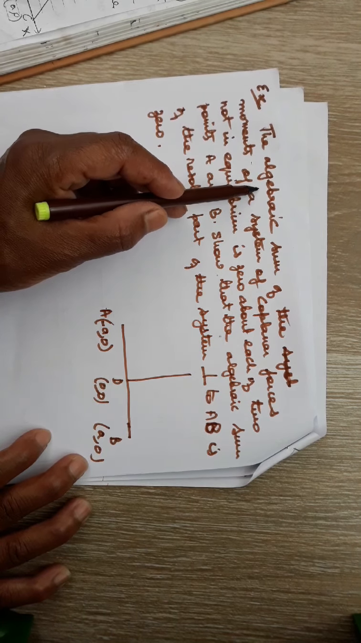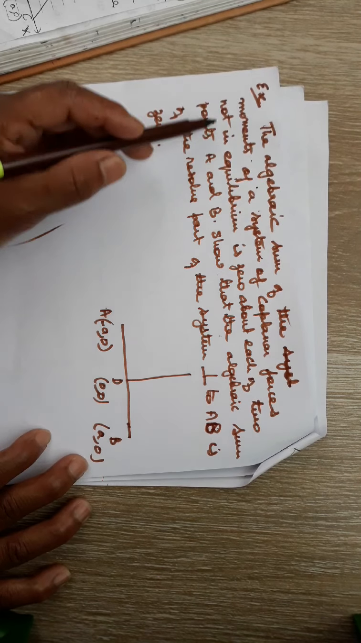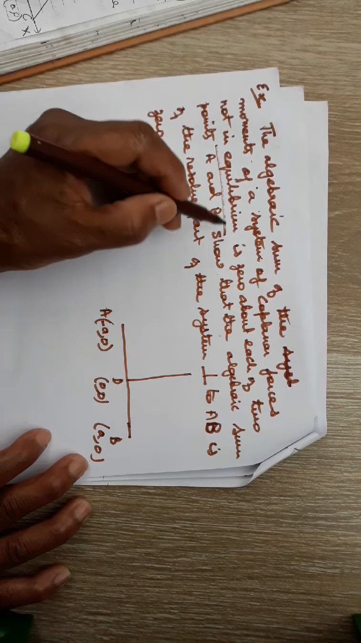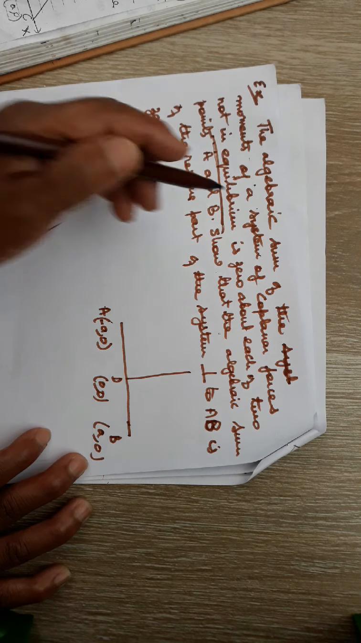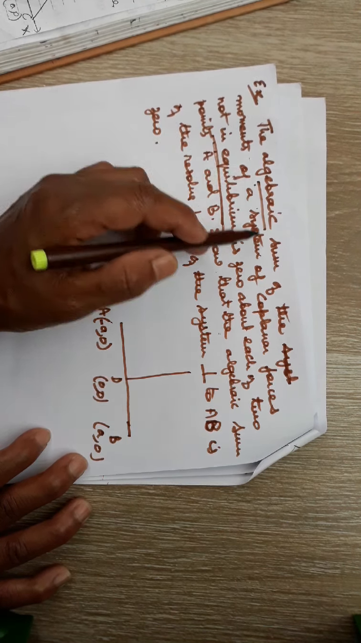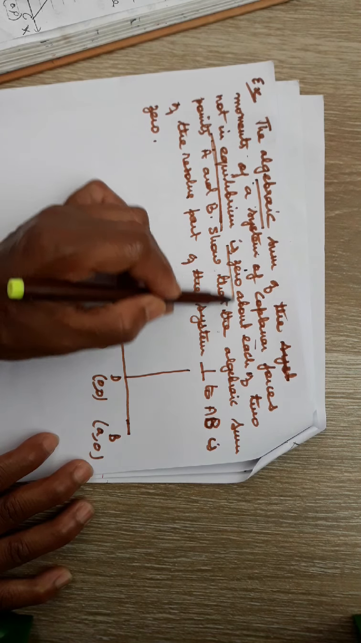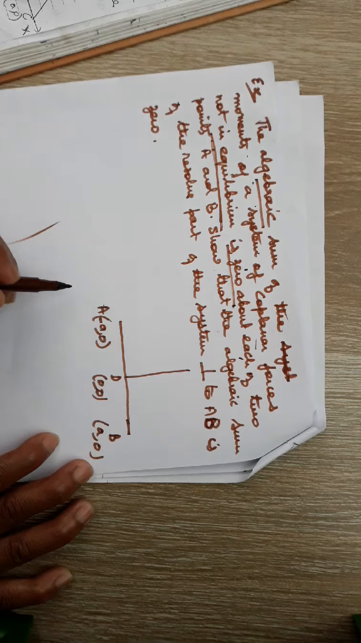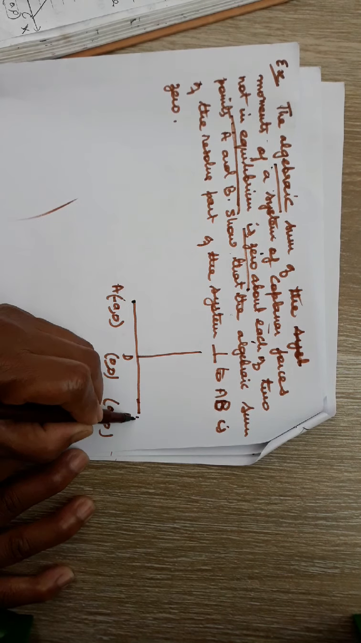The question is: the algebraic sum of the moments of a system of coplanar forces not in equilibrium. Remember, not in equilibrium means they are not at rest or moving with uniform speed. What is given here is that the algebraic sum of the moments of the system of coplanar forces is zero about each of two points A and B. So you take two points A and B here.